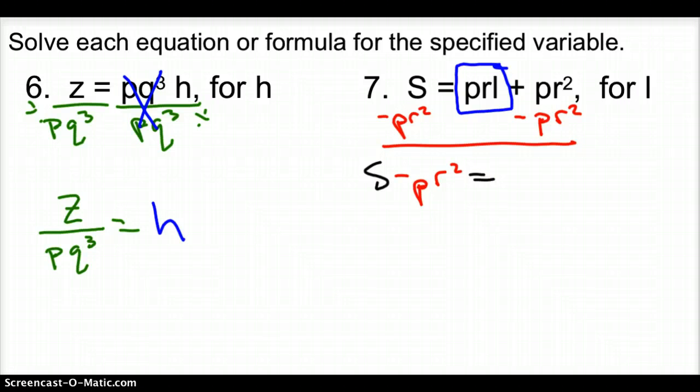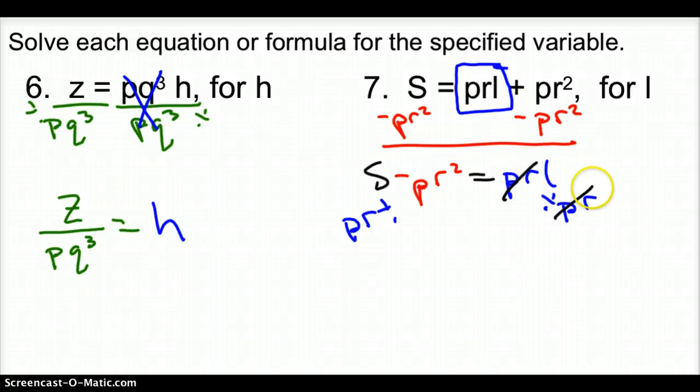equals, and then what's in the blue box? prl. Now, how is this p and r attached to the l? It is attached through multiplication. So how do you undo multiplication? You have to divide. So I'm going to divide both sides by p and r. Now, on the right side of this equation, what happens to the p and r? They disappear. So I am left with just an l. Now, we have to be careful with this stuff right here. What do we have left?